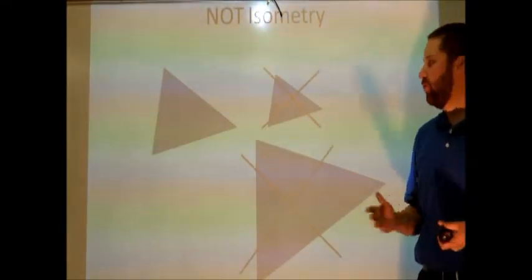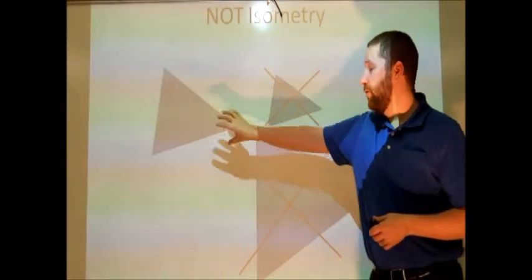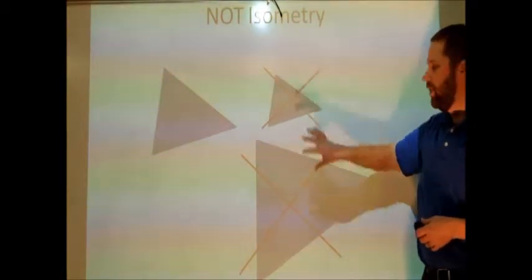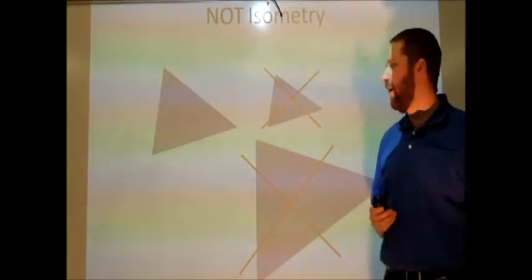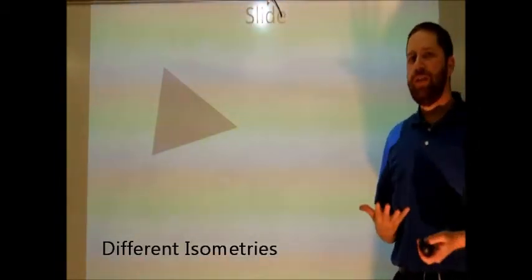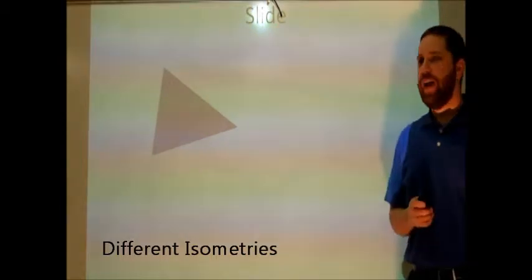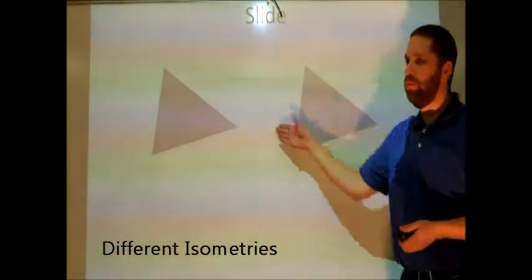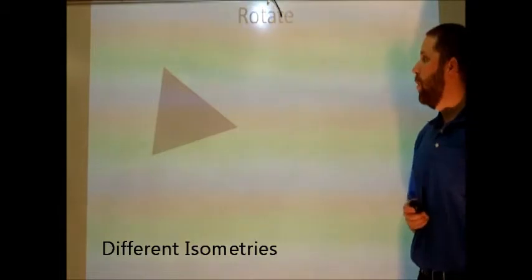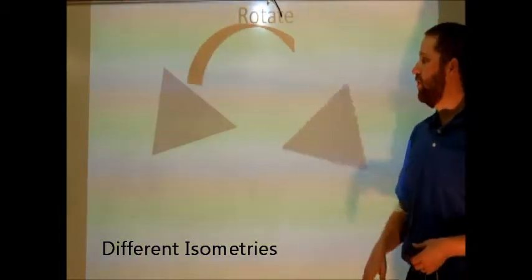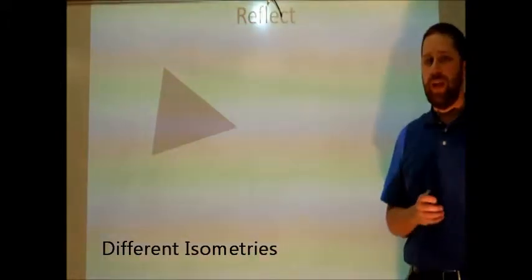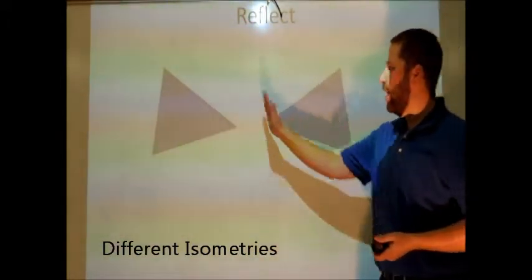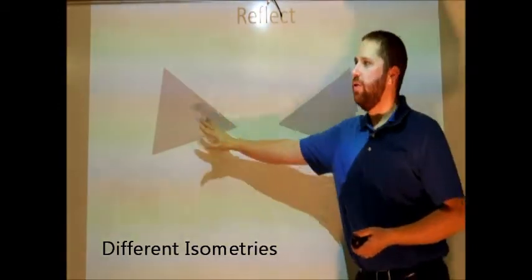This is not isometry because we start with this image, my pre-image, and it gets smaller here, it gets larger here. That can't be done. We can shift them around, but they can't be a different size. Some of the isometries are to slide, which means to go from one side to another. We can rotate. In this case, you see the object rotates around to this side. We can reflect. What reflect means is that we reflect it just like a mirror, so it's almost an opposite image on the other side.